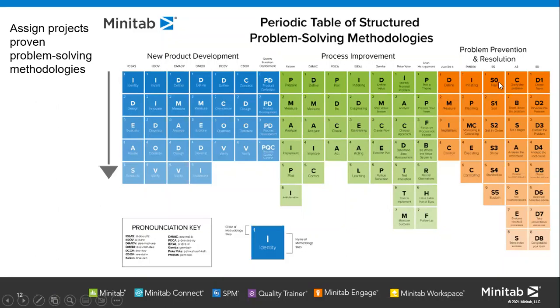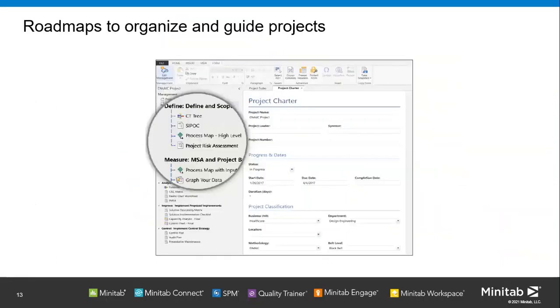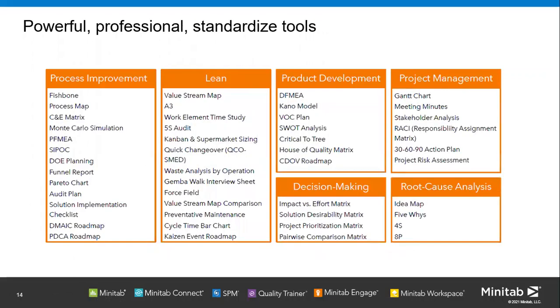All these projects or innovations, which we call improvements, are available in Minitab Engage. Inside DMAIC, for example, every phase has tools. We call this the roadmap. The roadmap will guide you to run or execute your project. Different tools are available here, almost 90 tools and templates available in Minitab Engage.